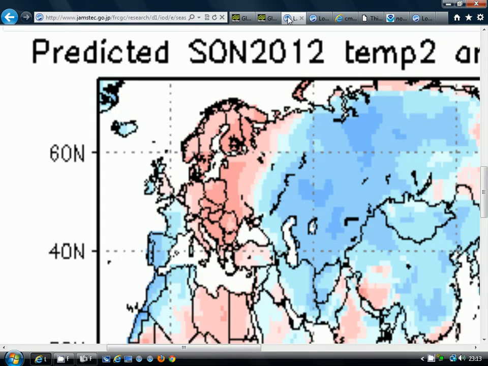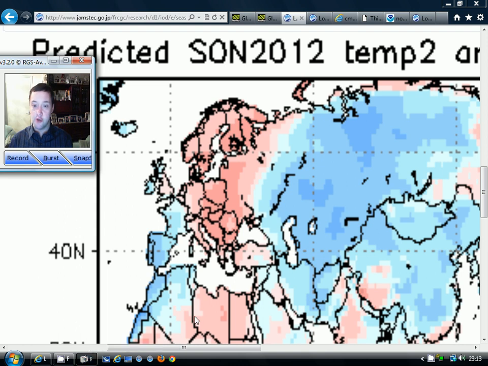Now we're going to go on and have a look at the other models, and this one is much more straightforward. This is the Jamstec IOD model, and this is a straightforward temperature forecast for the globe in September, October, November. And what we're specifically looking at here is the British Isles.